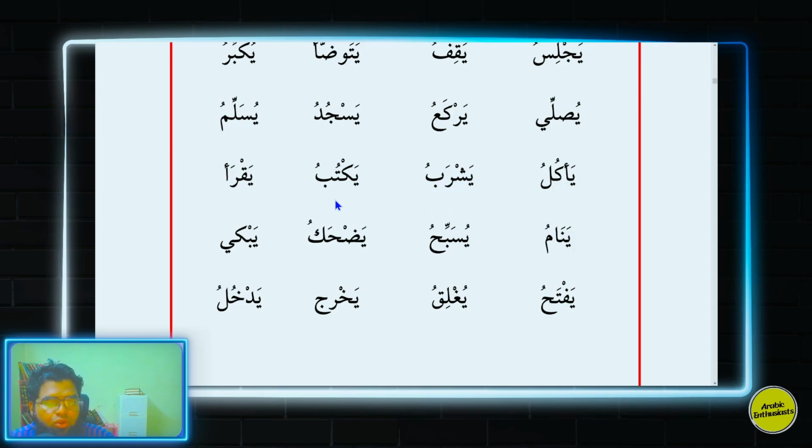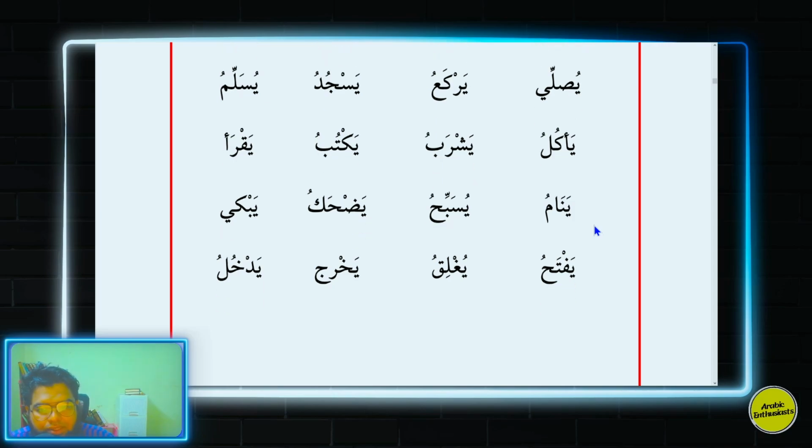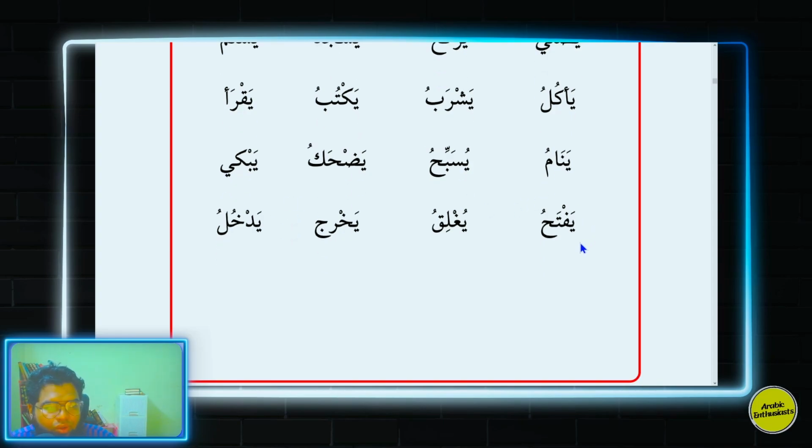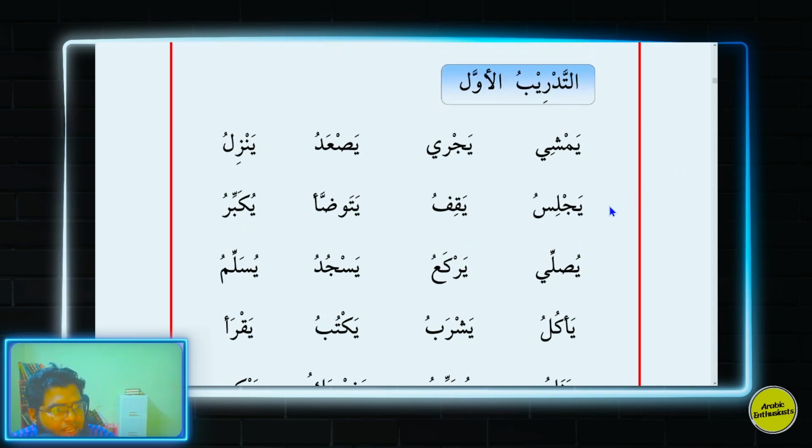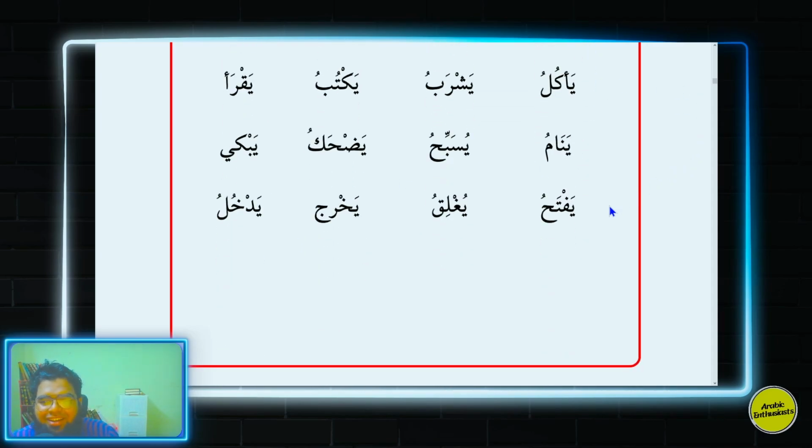He drinks. Yaktubu, he writes. Yaqra'u, he reads. Yanamu, he sleeps. Yusabbihu, he does tasbih. Yadhaku, he laughs. Yabki, he cries. Yaftahu, he opens. Yughliqu, he closes. Yakhruju, he leaves. Yadkhulu, he enters. Right? So you should try to memorize at least 10 of those as of now.